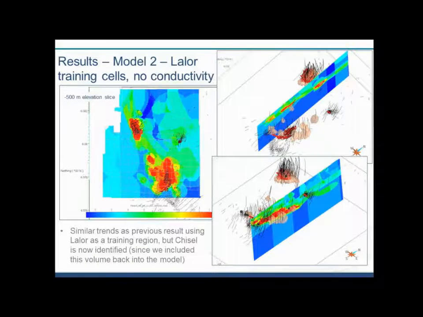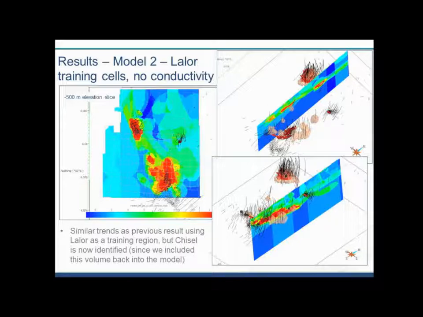The second model, Lalor, was used again as a training region, and this time the conductivity was removed as an evidence layer so we could fill the model back in again. But it was not considered for this result. And the result is very similar to the last model, and it's because we're still using Lalor as the training cell, and we're still seeing the high potential regions coming out mainly as a result of the alteration and the conductivity.